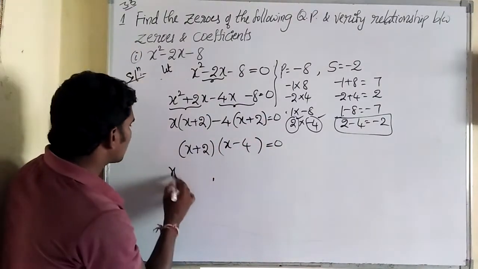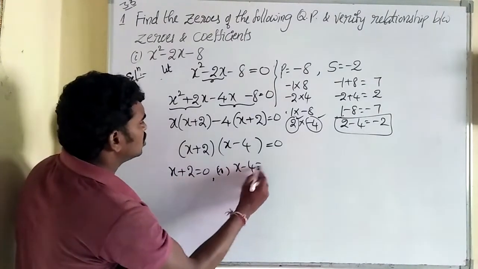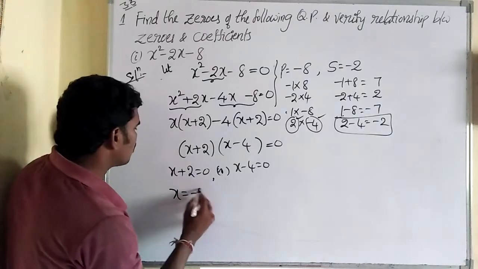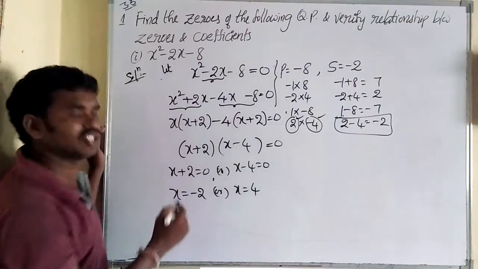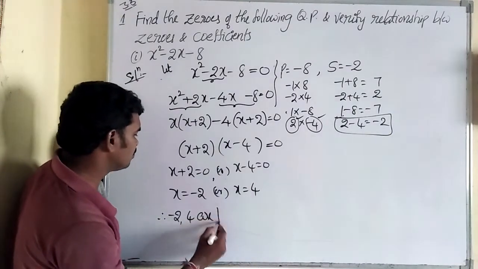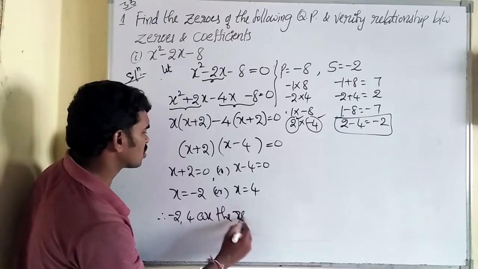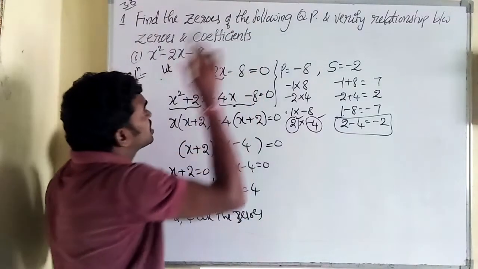So now we can write x plus 2 equal to 0 or x minus 4 equal to 0. So x is equal to -2 or x is equal to 4. So these are the zeros. Therefore -2 and 4 are the zeros.